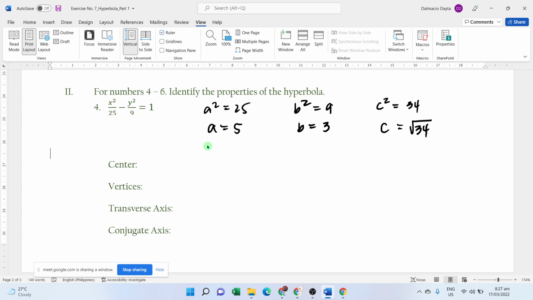Let's start with the properties. Check your work. Center is at origin, of course. That is what is suggested by the equation in standard form. Na? Next, vertices. We have negative 5, 0 on the left branch. On the right branch, we have 5, 0 along the x-axis. Na? Transverse axis is 2a, so we have 10. Conjugate axis is 2b, so we have 6. Check your work.